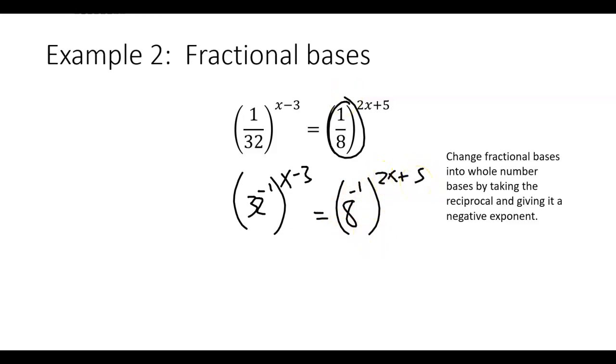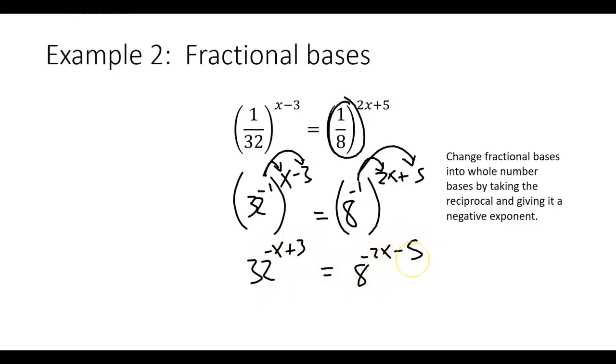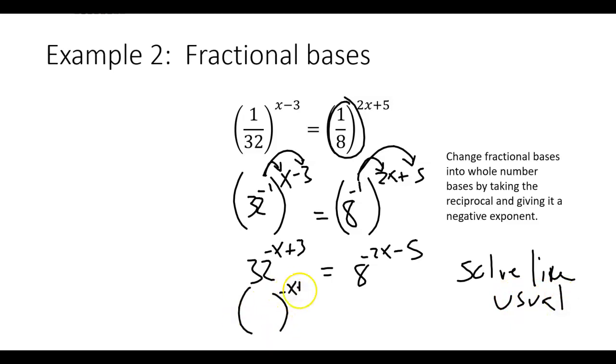Now, before I go any further, I'm going to go ahead and distribute this negative really quick. So now I've got 32 to the negative x plus 3, and I've got 8 to the negative 2x minus 5. After this, we're going to solve like usual. So there's really nothing new at this point. We're going to solve it like we have been. We're going to change the bases so that they match.